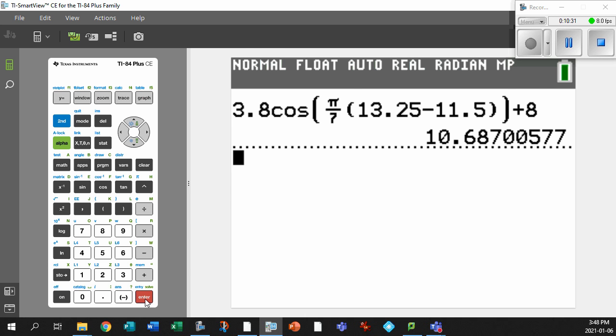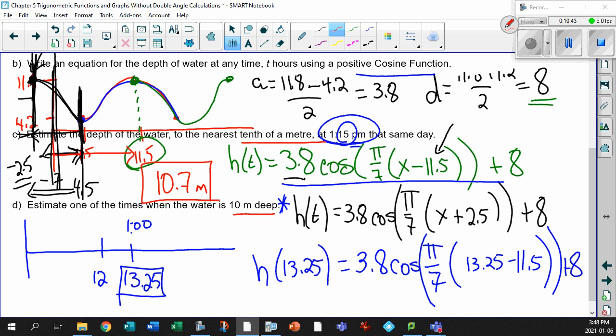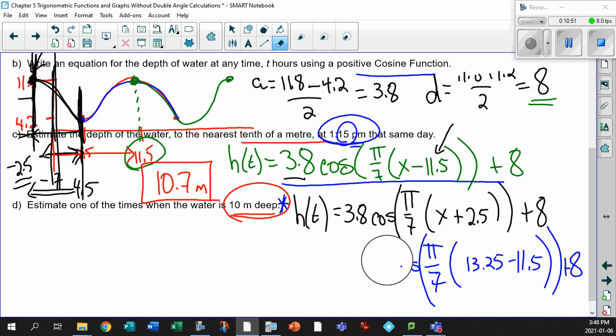Easy peasy. Okay. Answer the question. It says to the nearest tenth of a meter. Okay. 10.68 is 10.7 meters. How pretty is that? Then this one again is your standard question where you got to do a little bit of rearranging, right? Okay. So let's do some rearranging here.